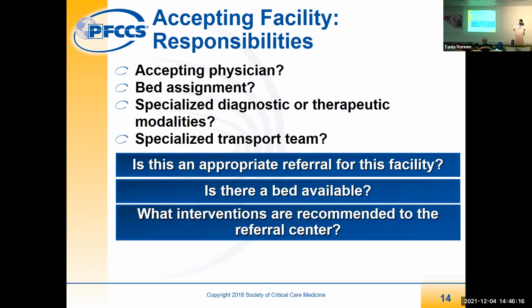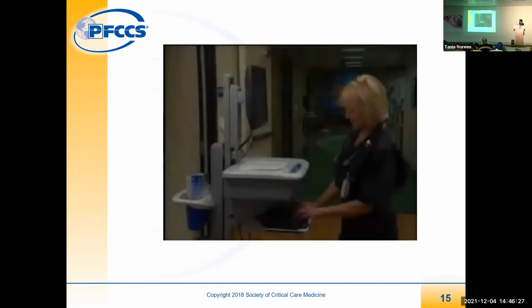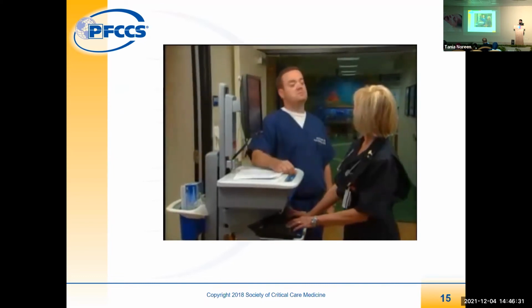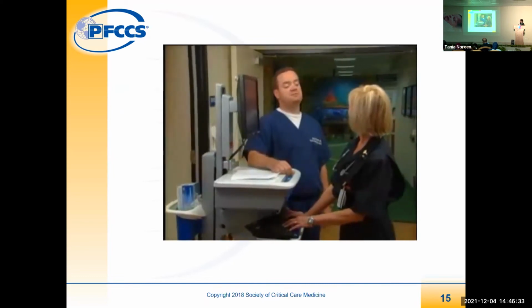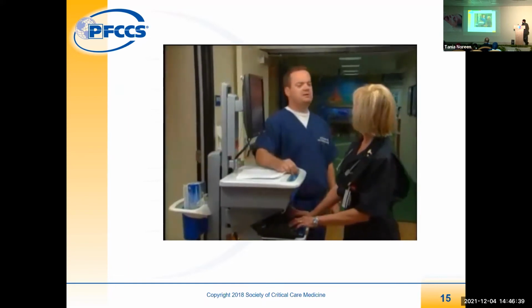Next, is there a bed available? What interventions are recommended through the referral center, and what is the appropriate mode of transport for this patient? So, last item we can discuss. Next. So now, what communication is happening with the transport team, you can see here.